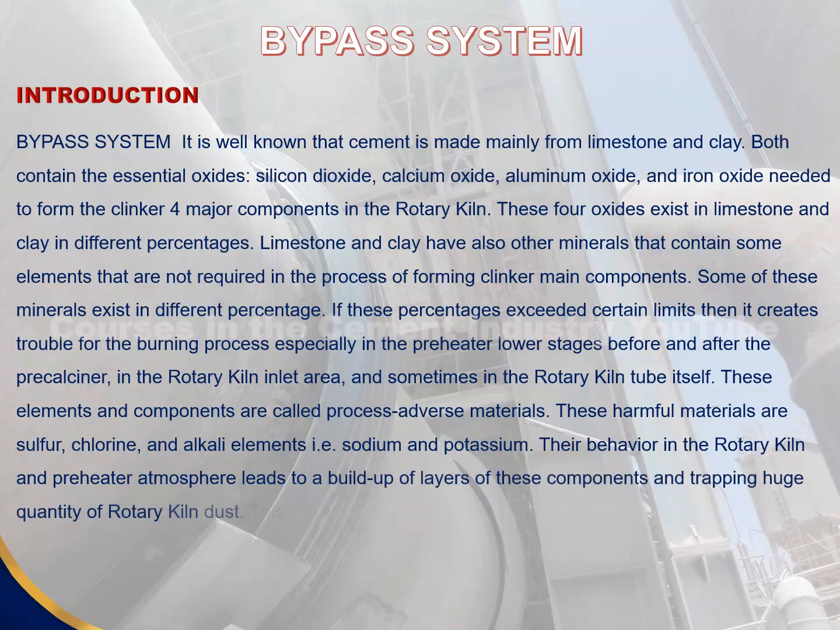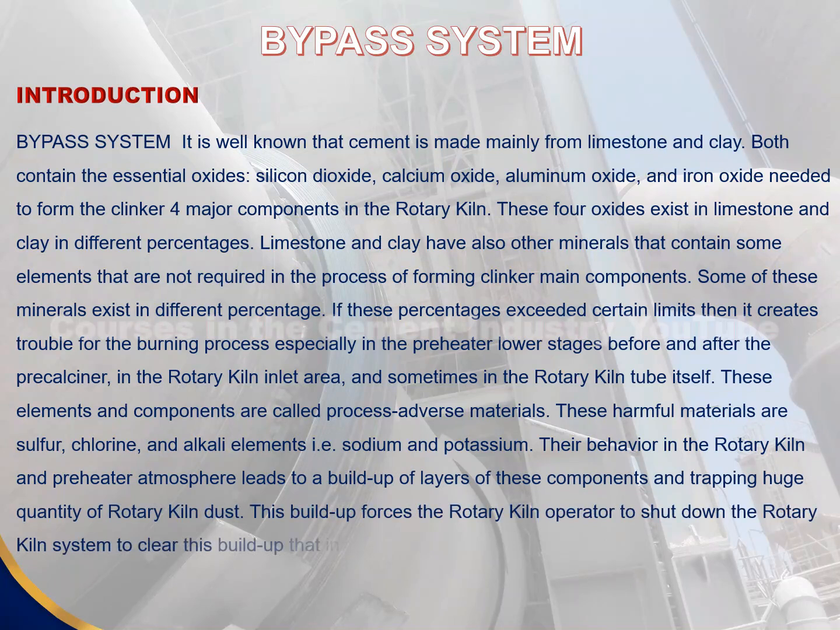These harmful materials are sulfur, chlorine, and alkali elements, sodium and potassium. Their behavior in the rotary kiln and preheater atmosphere leads to a buildup of layers of these components, trapping a huge quantity of rotary kiln dust. This buildup forces the rotary kiln operator to shut down the rotary kiln system to clear it, which in most cases makes the operation next to impossible.